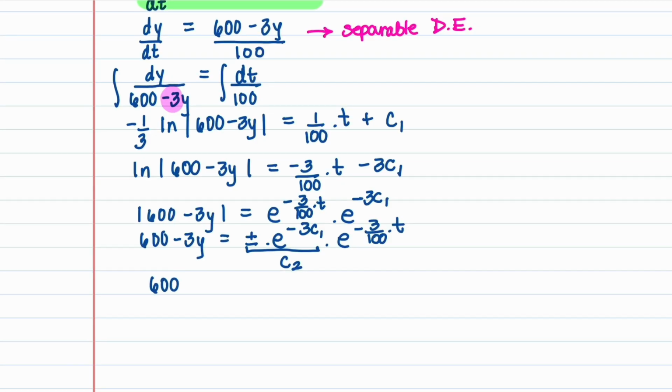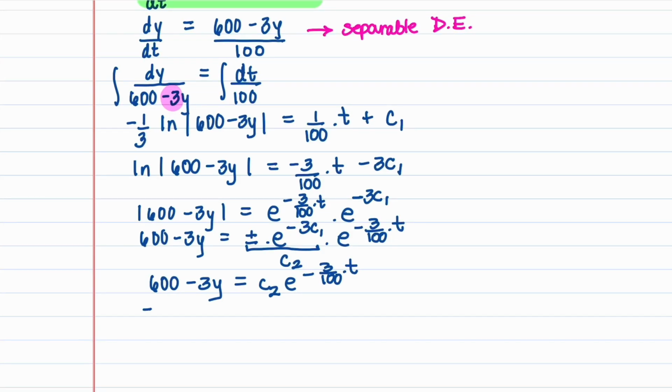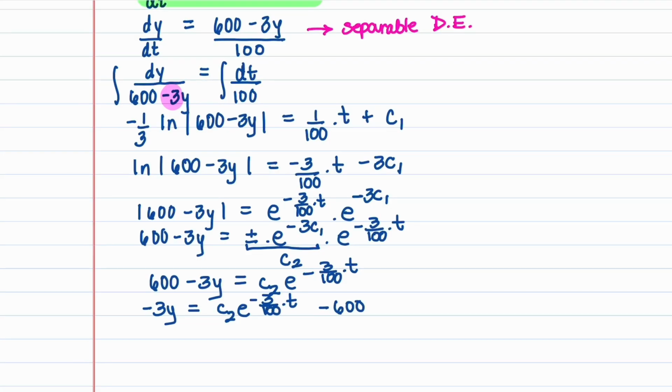Let's first write 600 minus 3y is equal to C2 e to the minus 3 over 100 times t. Let's pull the 600 over to the right. So we have minus 3y is equal to C2 e to the minus 3 over 100 times t minus 600. And then we'll divide by minus 3. And we get y is equal to C2 divided by minus 3 times e to the minus 3 over 100 times t plus 200. Let's rename our constant once more.